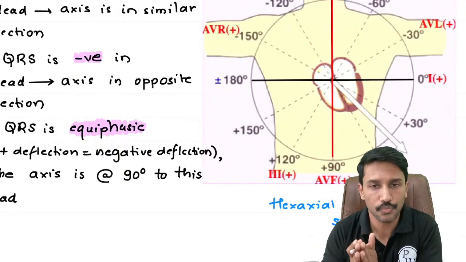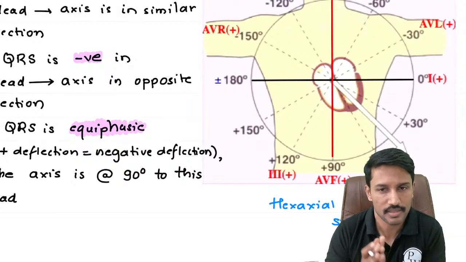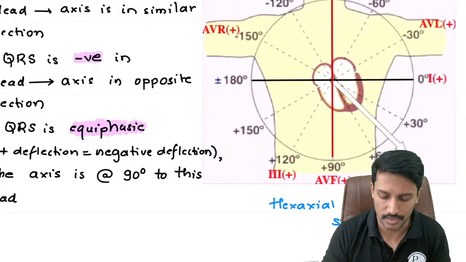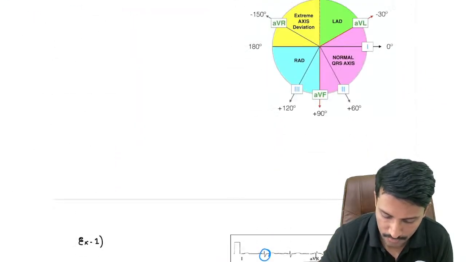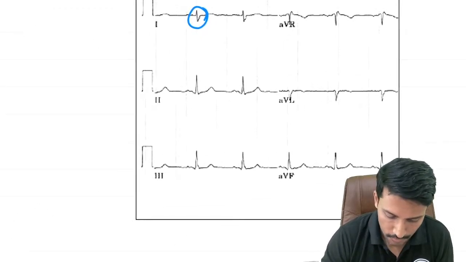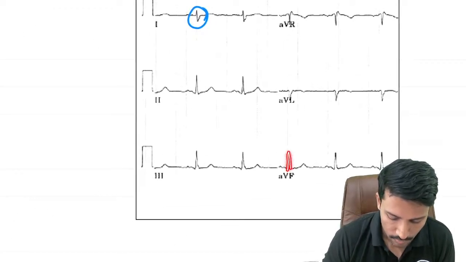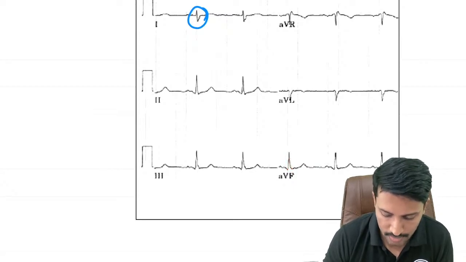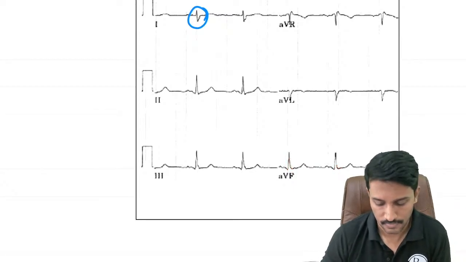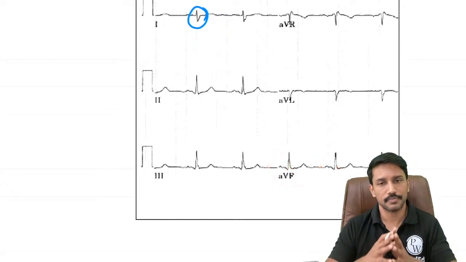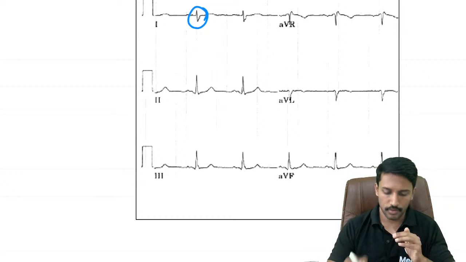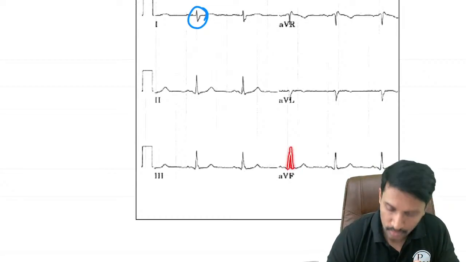Now what should I do? In the AVF, I have to see whether the QRS is negative or positive. So now let us go back to the ECG. In the AVF, the direction is positive, meaning predominantly R or predominantly S. What is it? In AVF, it is predominantly positive, upright.